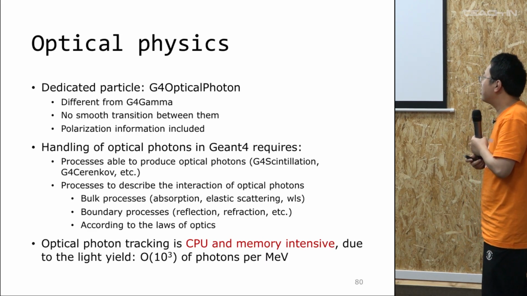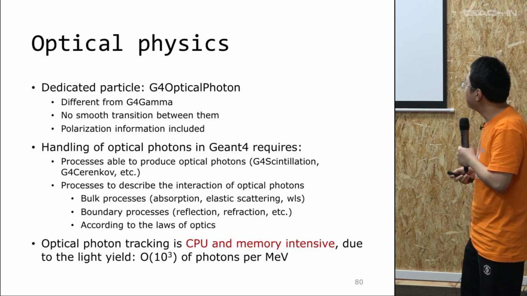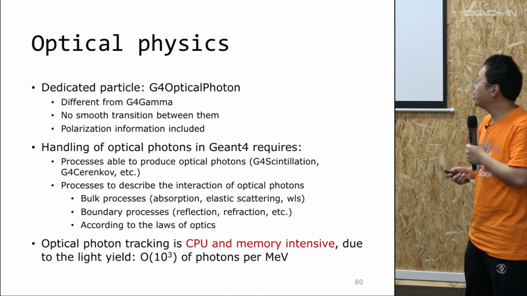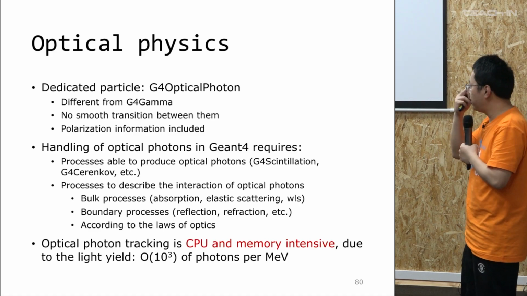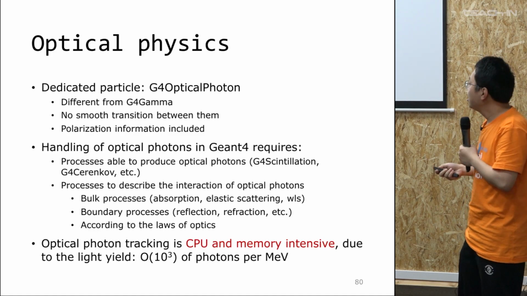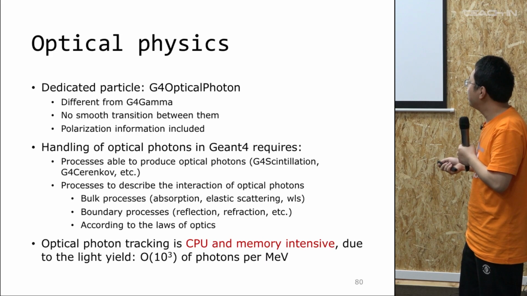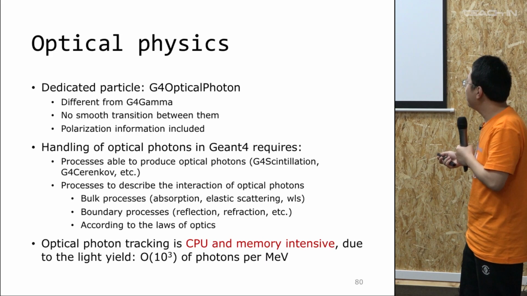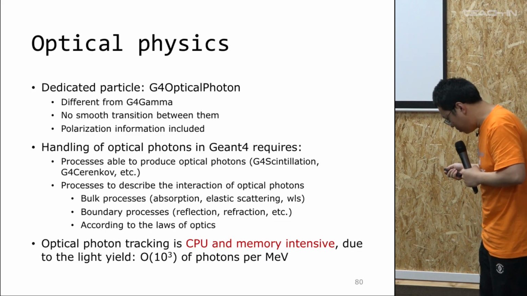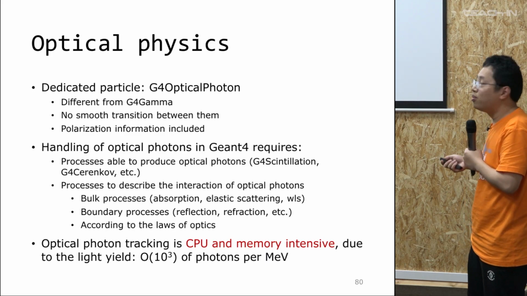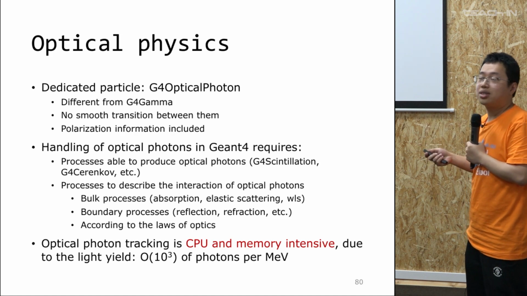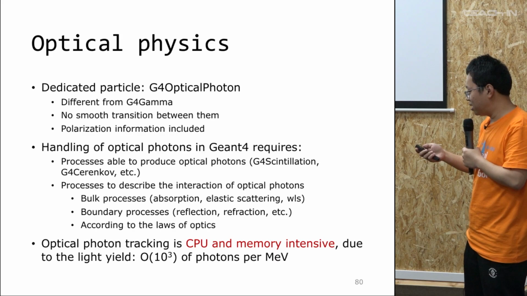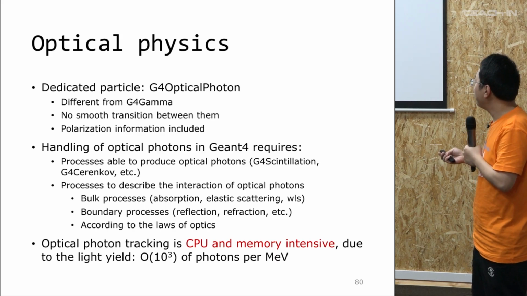Optical photon tracking is always CPU and memory intensive. The reason is that most materials have quite a high light yield. For example, if you deposit 1 MeV of energy in the material, you may produce more than 1,000 optical photons. That makes the simulation quite CPU and memory intensive.